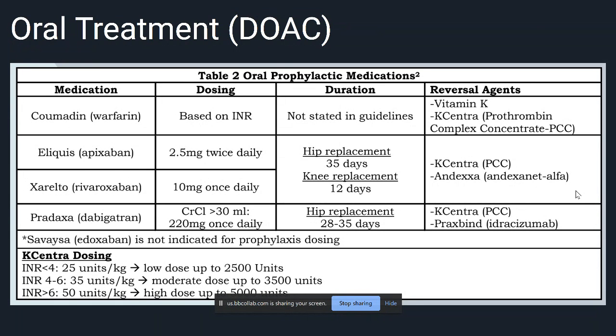Pradaxa or dabigatran should not be used in those with a creatinine clearance of less than 30. But if the creatinine clearance is above 30, the dose of 220 milligrams once daily for a hip replacement only for 20 to 35 days would be the duration for this agent. The reversal agents for Pradaxa include Kcentra and Praxbind.